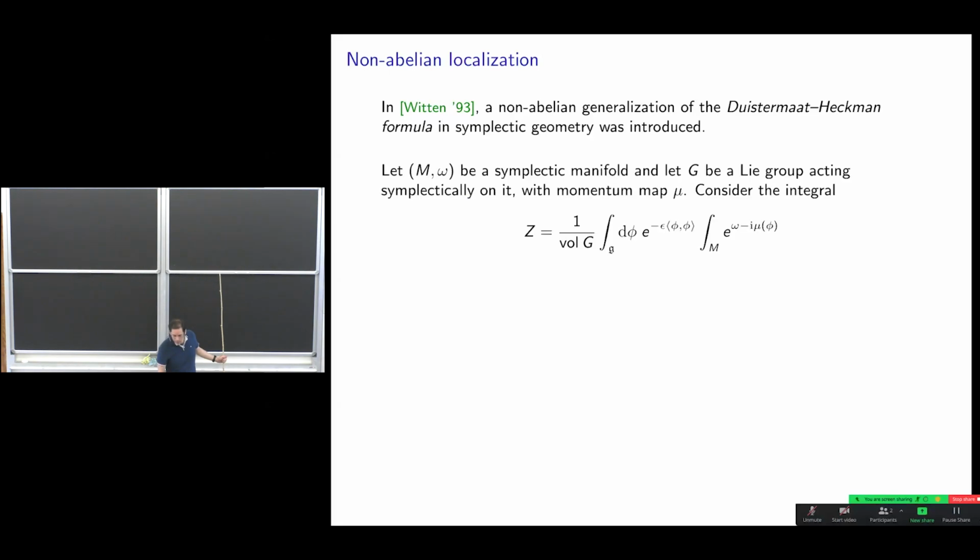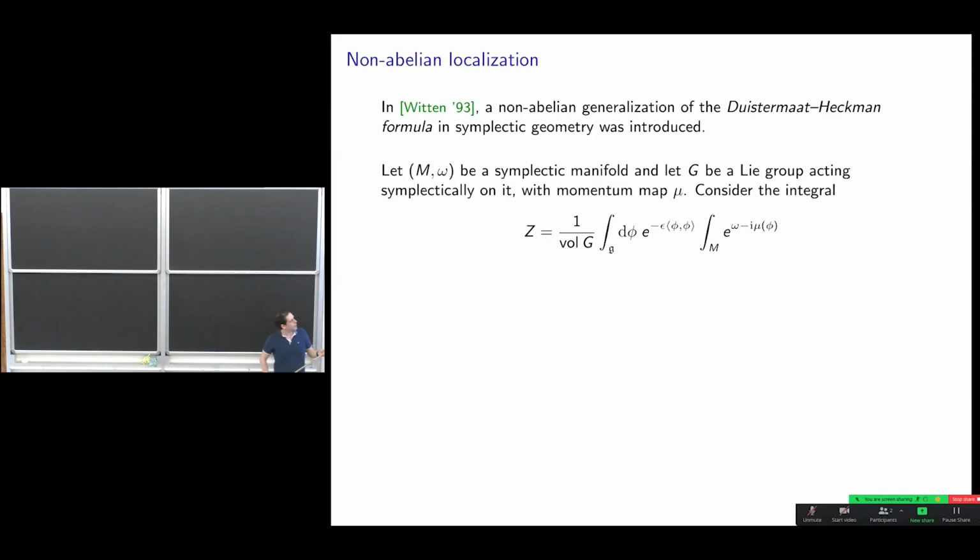So I'm going to skip a lot of details, but just to give you a flavor of what's going on. So if you consider a symplectic manifold M, where omega is the symplectic form, and you have a Lie group G that acts symplectically on this manifold, and the momentum map we denote by mu. So consider an integral of this form. You have two integrals. One is an integration over the Lie algebra of the group G, and it contains this exponential factor where you have some real positive epsilon that ensures convergence of this integral.